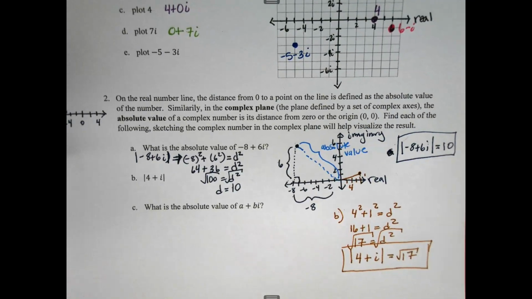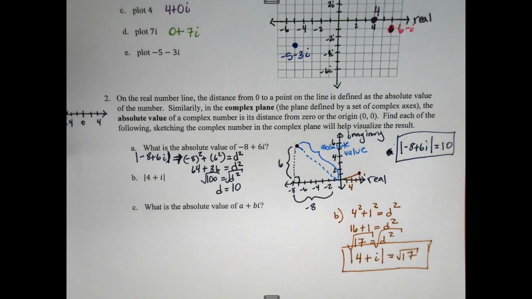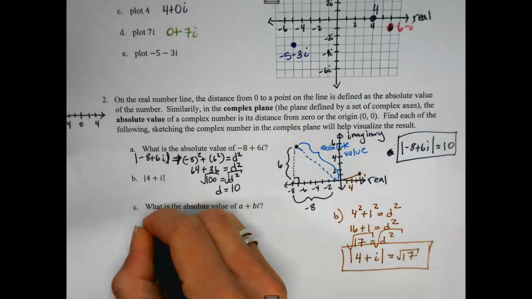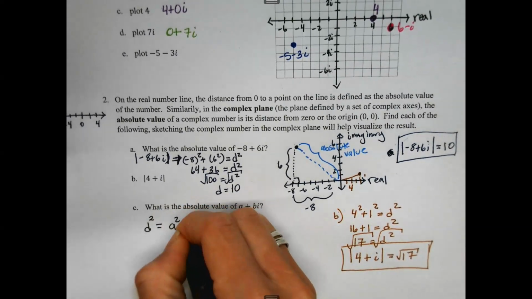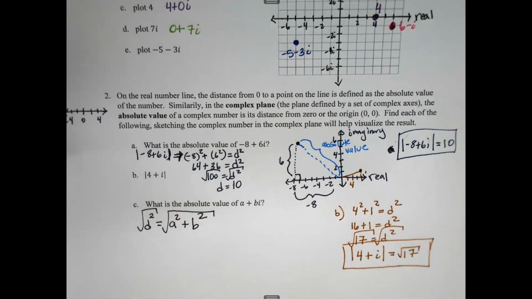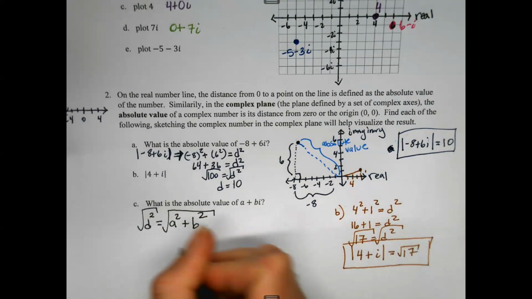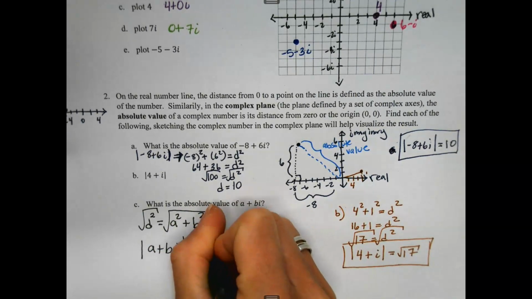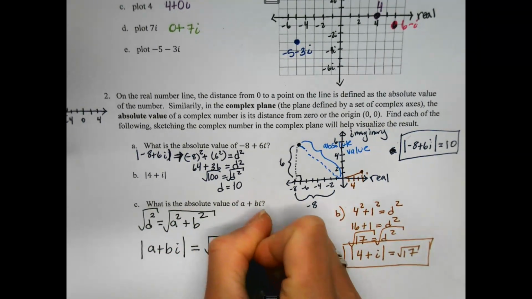If we wanted to find the absolute value of a + bi, we no longer have any numbers, we just have variables. And notice we take the square root of the sum of those two things. So our distance squared is equal to a squared plus b squared. And to solve for that d, we take the square root on both sides. So our absolute value of a + bi is always going to be equal to the square root of a squared plus b squared.